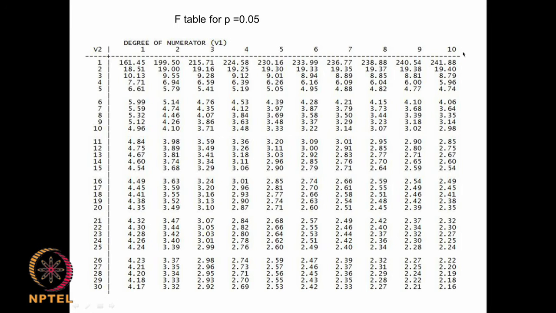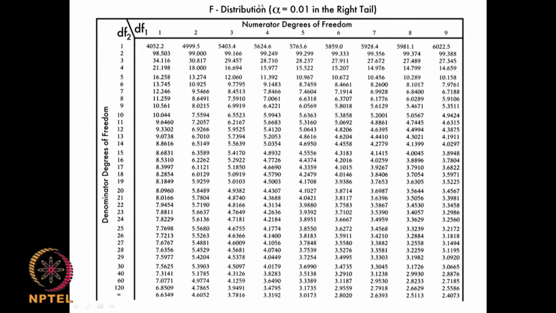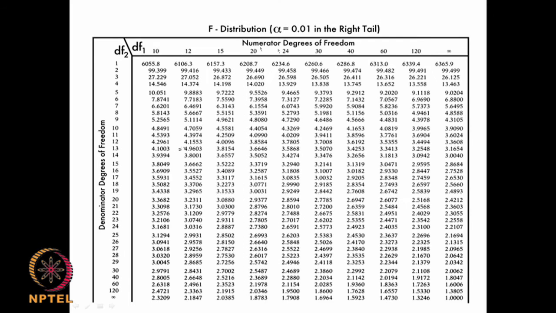So, if you want numerator more than 10, you go to the next page. Here I am showing this, right. So, it goes up to 20. So, degrees of freedom for the denominator is here, goes up to 30. So, this is for P equal to 0.05. Similarly, we can have for 0.01 also. Okay. The degrees of freedom for the numerator, degrees of freedom for the denominator, going like this.